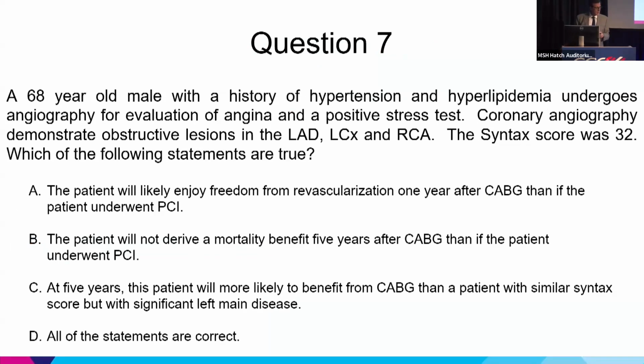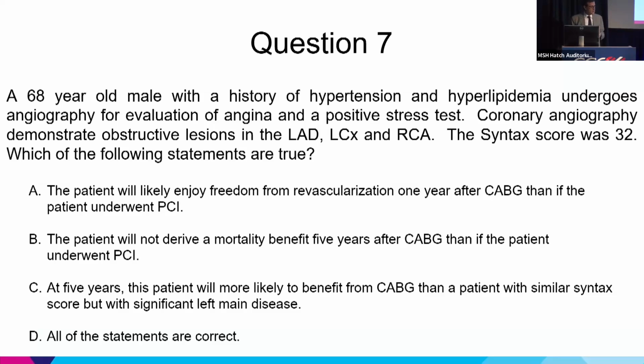All right, let's go now to another patient, after a little trouble with a diabetic patient. A 68-year-old male with a history of hypertension and hyperlipidemia, undergoing angiography for evaluation of angina and a positive stress test. The angiogram shows obstructive lesions of the LAD, circumflex, and RCA. The SYNTAX score is 32. Which of the following statements are true?